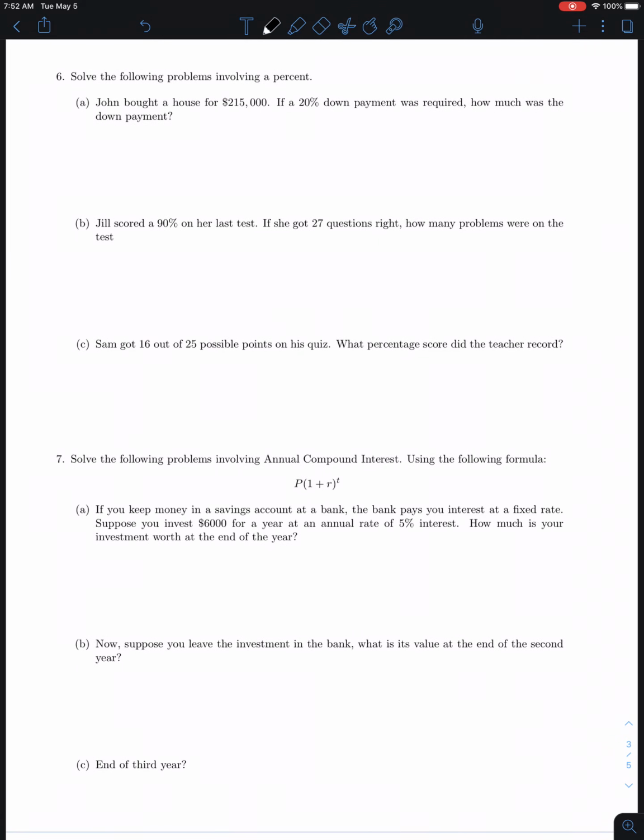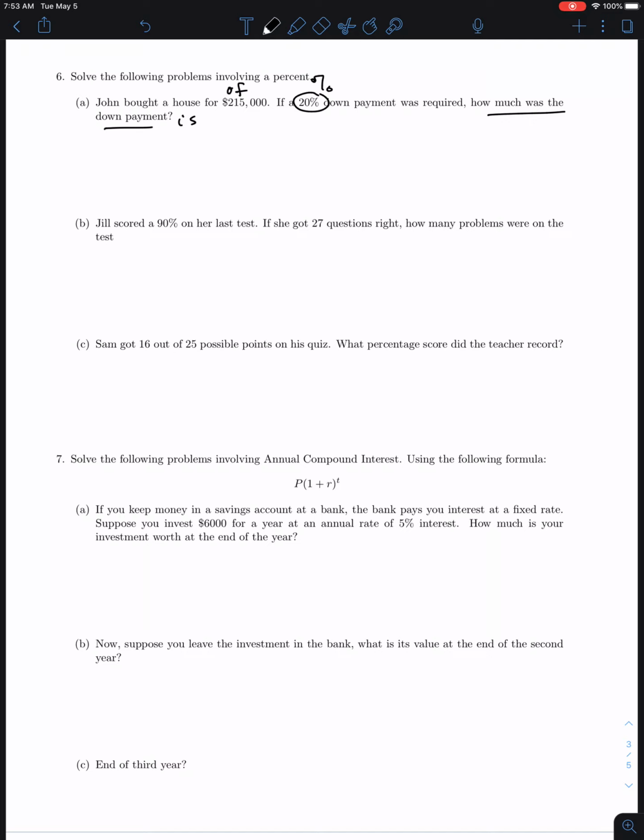So 6 A, B, and C are all using similar methods to is and of, even though it's not exactly spelled out the same way. There are other ways you can do it, but if we look at 6A, John bought a house for $215,000. If a 20% down payment was required, how much was the down payment? So in this case, this is going to be our "of" of the problem. This is obviously going to be our percent. And how much was the down payment is our "is."